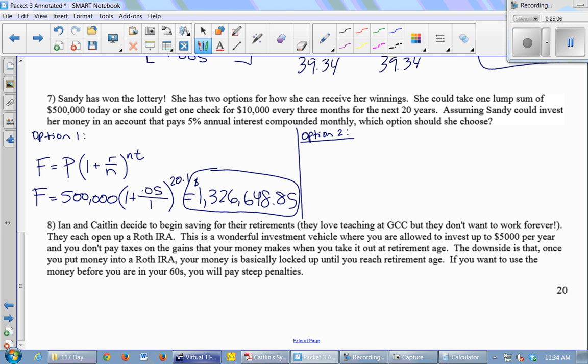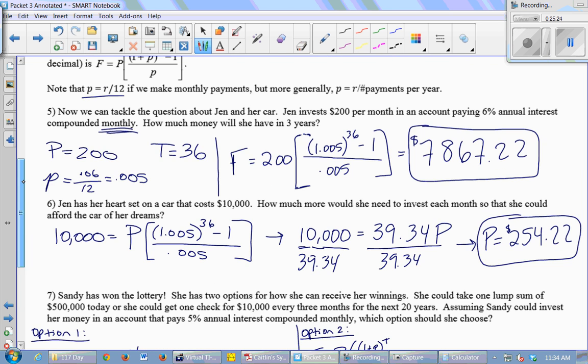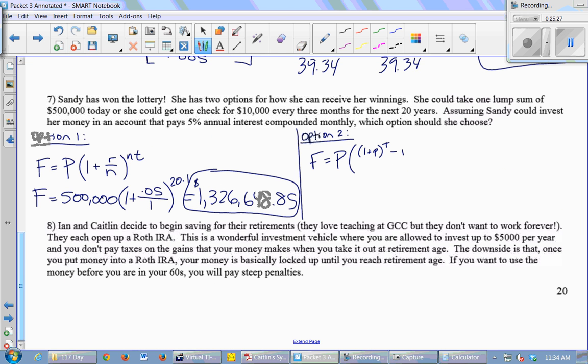Okay, so this is an annuity. We have a fixed payment. So I'm just going to write down the formula for the annuity. It was F equals P times 1 plus little p, to the capital T, and I can't remember, minus 1, over little p.